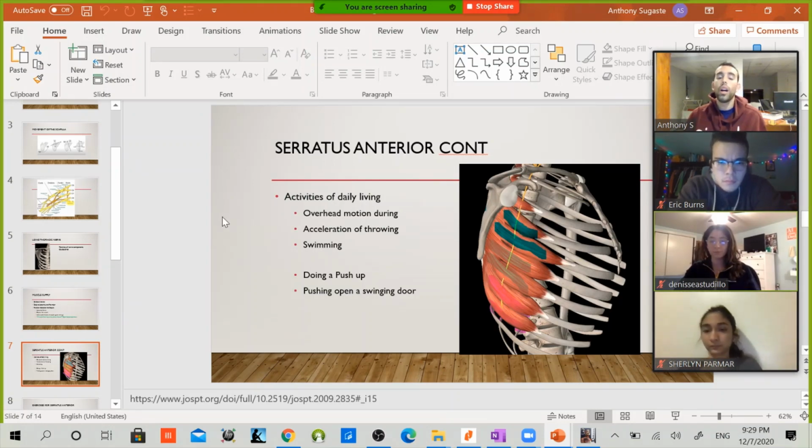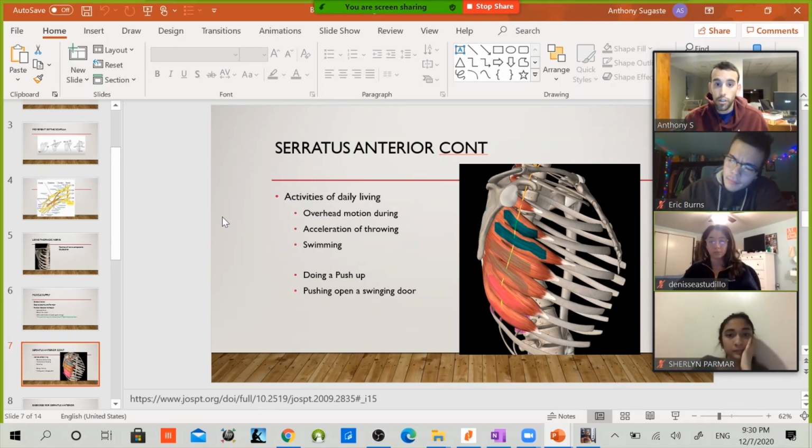So what does the serratus anterior help you with? Overhead motions, acceleration of throwing, swimming, doing a push-up, pushing open a swinging door. So this muscle is fairly important. You use this muscle more or less every day, especially if you're an athlete.